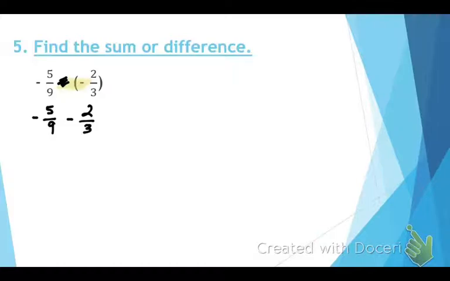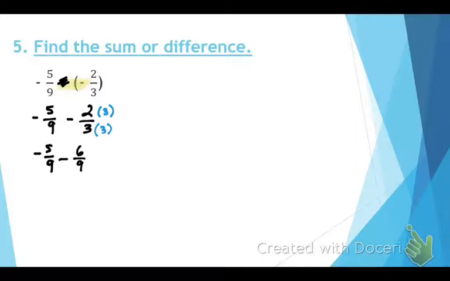I've got to have a common denominator. What is my common denominator? 9. So I have to multiply this by 3 on top and on bottom. Now, I'm going to drop everything else down. -5/9 minus, what does this become? 6/9. How many of you would say you got this far? If you didn't, I want you to erase your whiteboard and fix it for me.